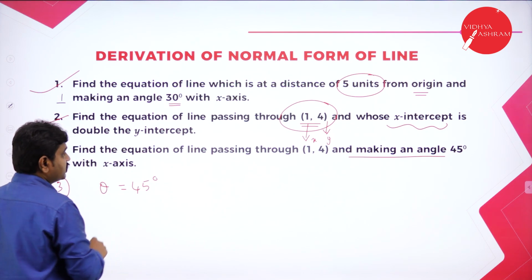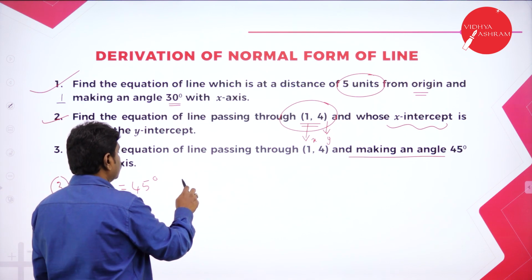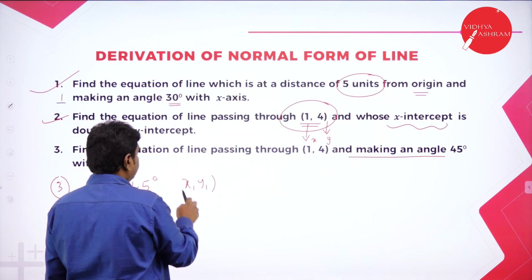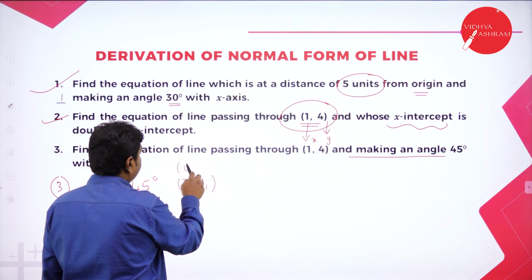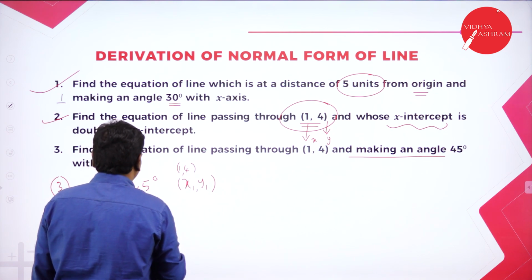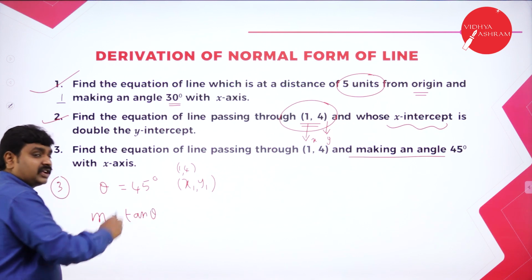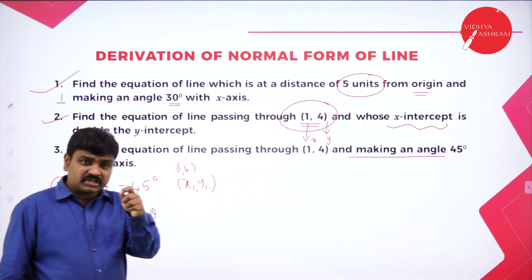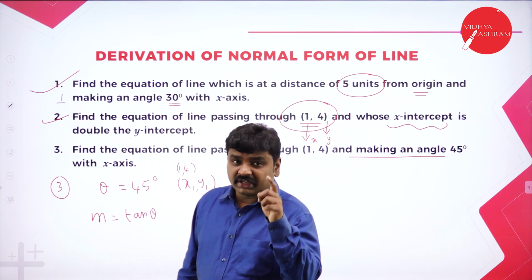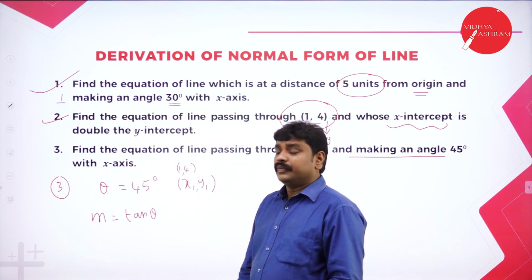Theta is 45 degrees. And they told it passes through (1, 4). So point x1, y1. If line is passing through any point, we can call it as x1, y1. That is 1, 4 they gave. So now required equation. First find slope. What is slope? Tangent of angle made by the line with x-axis is slope. You know the definition of slope. Tangent of angle made by the line with x-axis is called as what? Slope.